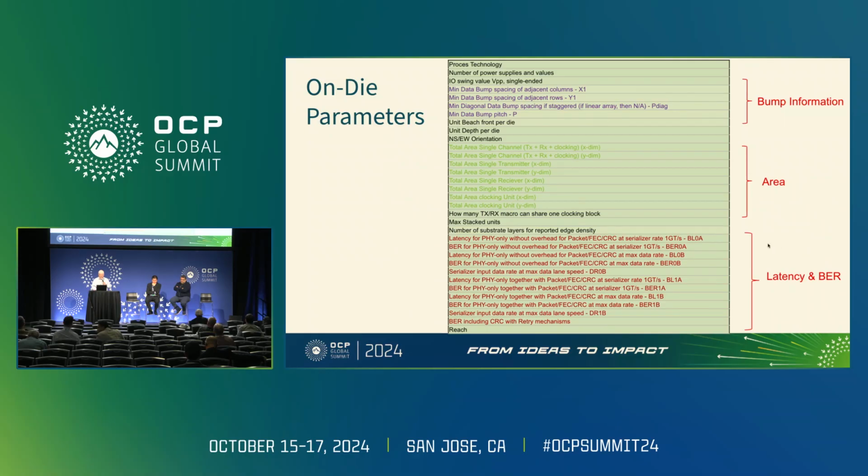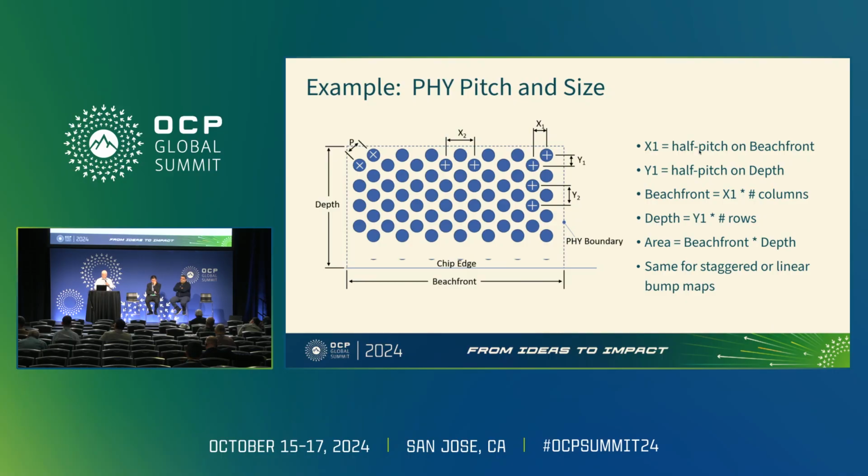And then the last here are actual measurement-related parameters. So we have a whole section on latency and bit error rate and how you measure them and under what conditions, because again, as Shahab mentioned, just a number by itself doesn't mean anything unless you know what conditions that was measured under.